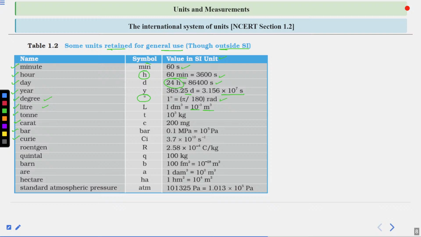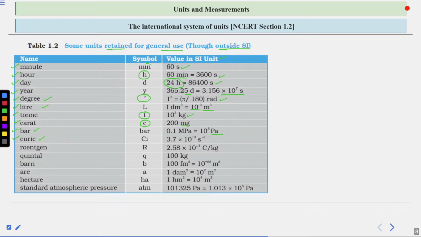Ton. Ton is denoted by T, and value in SI unit is 10 raised to the power 3 kg. Carat unit is C, and value is 200 mg. 1 carat is equal to 200 mg. Bar: 0.1 megapascal is equal to 10 raised to the power 5 pascal. So bar is the unit of pressure.